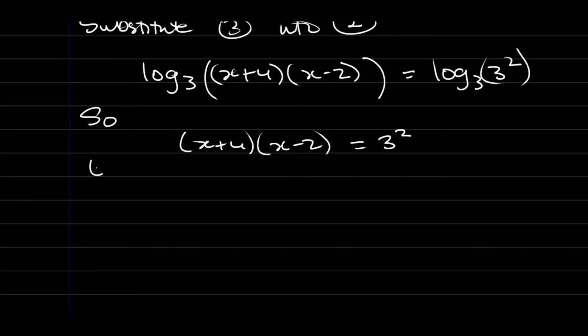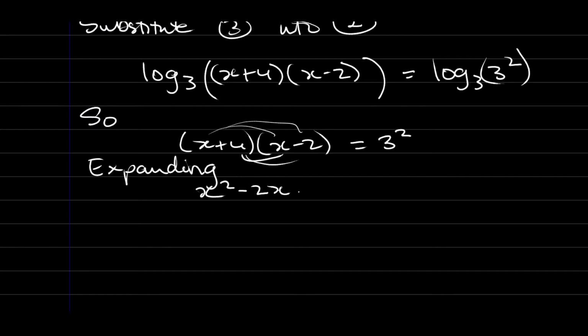So expanding, we will have, well, I'm going to use x by minus 2. So x squared minus 2x, and then 4x, and then 4 by minus 2. So that's positive 4x minus 8 equal to 9. And I'm going to minus 9 from both sides, and I'm simplifying as I go along.